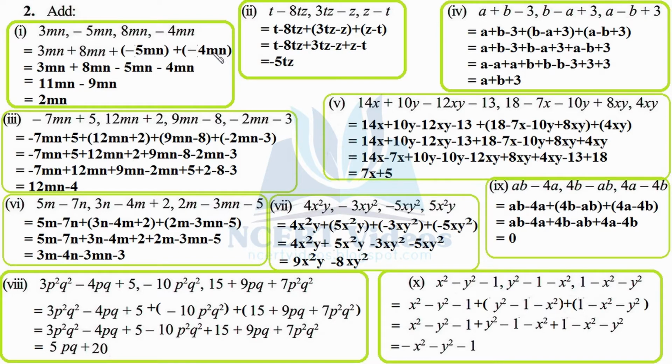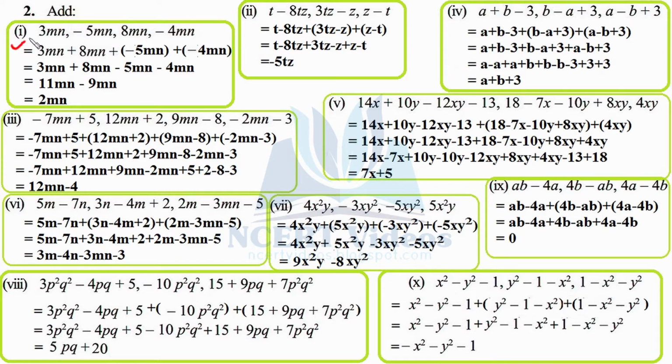Minus 4mn. Open the bracket first of all. Writing this as it is, minus 5mn and plus minus is minus 4mn. Although they are all like terms, just to demonstrate, we are first adding positive terms. 8 plus 3 is 11 and minus 5 and minus 4 is minus 9mn. All terms are same. We can solve them. So mn, 11 minus 9 is 2mn.